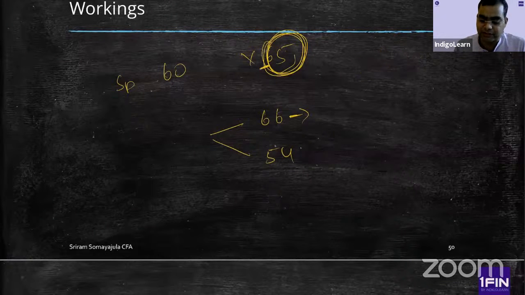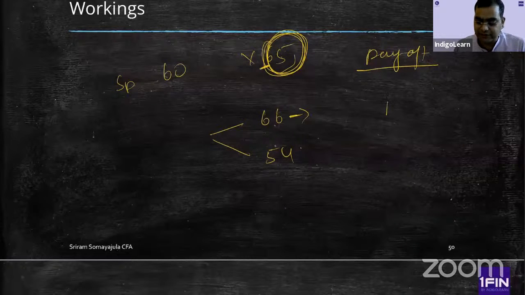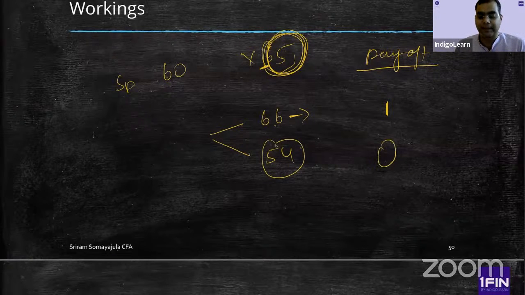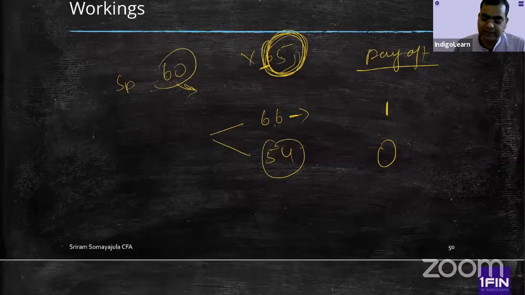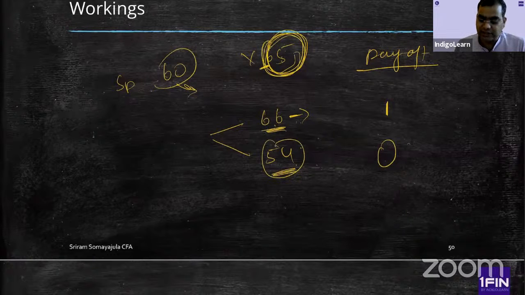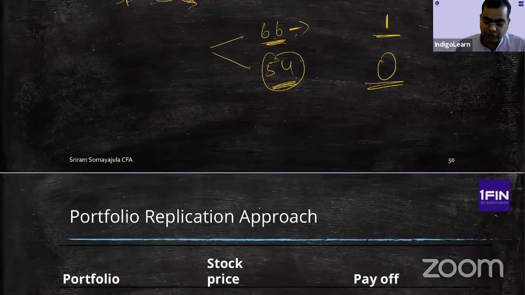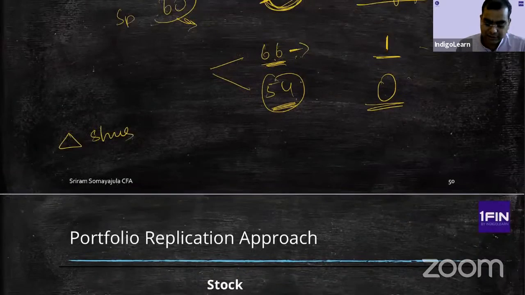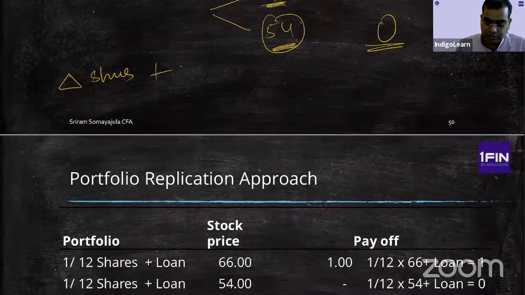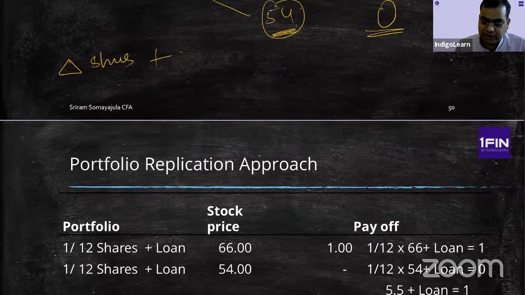If you exercise, what is the payoff of the option? Not value, let me call it payoff. When it goes to 66, you have a right to buy at 65, so the payoff is 1. When it goes to 54 and you have a right to exercise at 65, the payoff is 0. Correct? So the spot on the day you enter the contract is 60, but the exercise price is 65. It can go up to 66 or down to 54. In either of these two cases, this is the option payoff. Now you have to create a portfolio of delta shares plus loan, which equals the payoff of the option.